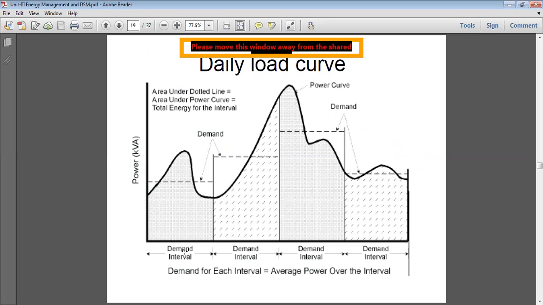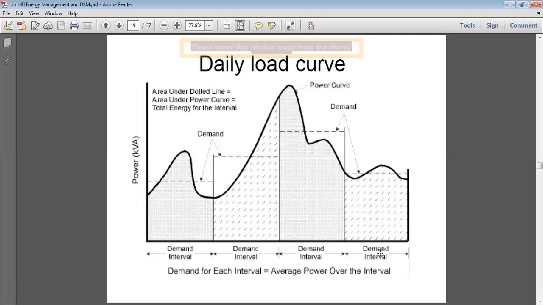For load control, first of all we have to understand the load curve. The load curve is always plotted between the power, either in kVA, kilowatt or megawatt, versus time. This time may be 24 hours, so it becomes a daily load curve. It may be a weekly, monthly or yearly load curve. Depending upon the analysis, we will draw the load curve for a particular consumer, or for a generating plant. So what information is available from the load curve? It indicates the variation of load with respect to time.